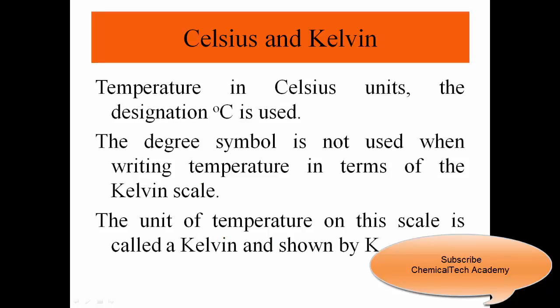Temperature in Celsius units is shown by degree C, capital C. That's used for Celsius degrees. The degree symbol is not used when writing temperature in terms of the Kelvin scale. So the unit of temperature on this scale is called a Kelvin and shown by just capital K. Sometimes the Kelvin scale is also called absolute temperature. When you're talking about absolute temperature, the unit of temperature must be in Kelvin when we are talking about the SI system.